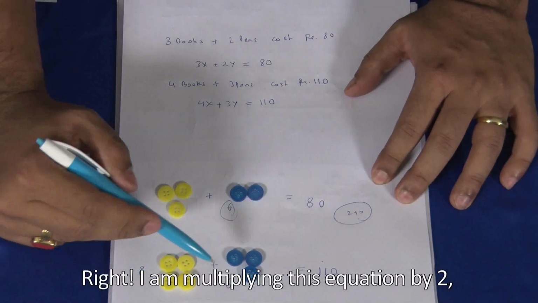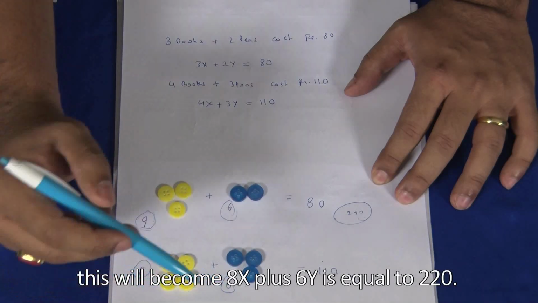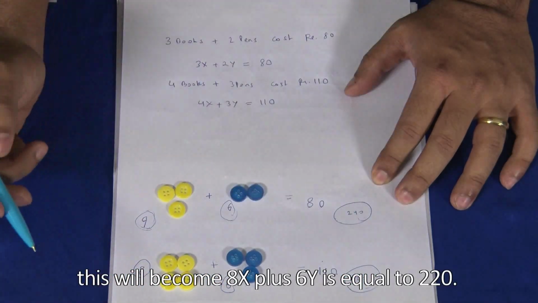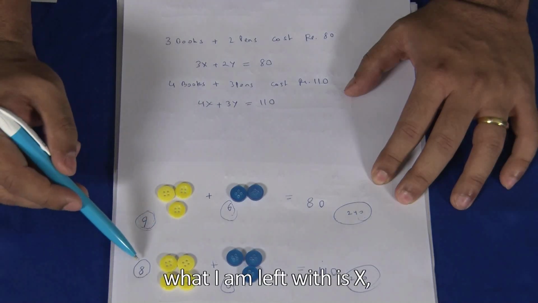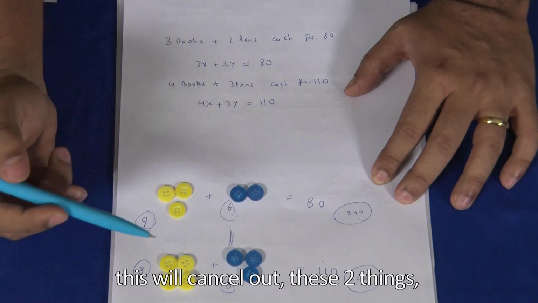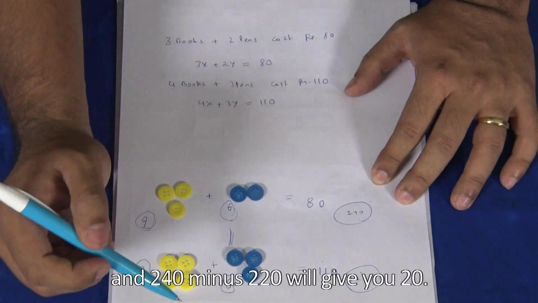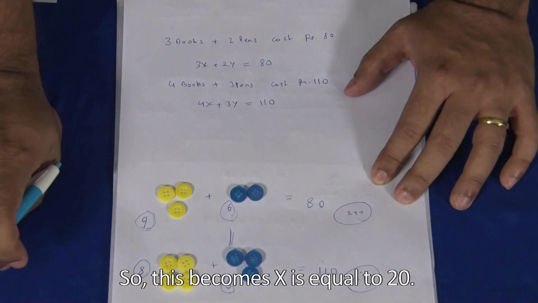I am multiplying this equation by 2, this will become 8x plus 6y is equal to 220. Now once I subtract this equation from this equation, what I am left with is x. This will cancel out these two things, and 240 minus 220 will give you 20. So this becomes x is equal to 20.